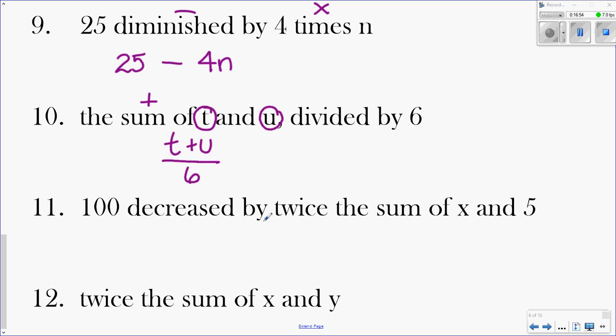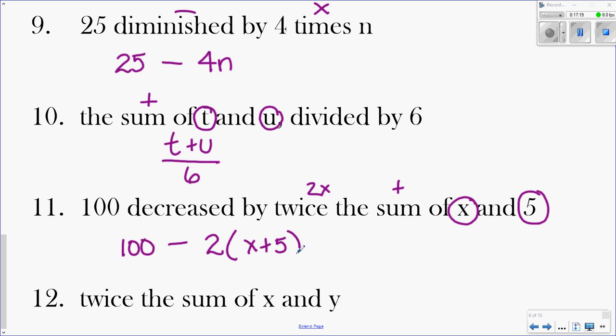Then we have 100 decreased by, that's minus, decreased by twice, that means 2 times, the sum of x and 5. The sum is plus. So we know that twice, we're going to be multiplying the sum of these 2 numbers. So it would be parentheses x plus 5 close parentheses. If you were to write it 100 minus 2x plus 5, it would not be the same as what has to be translated. So be careful.